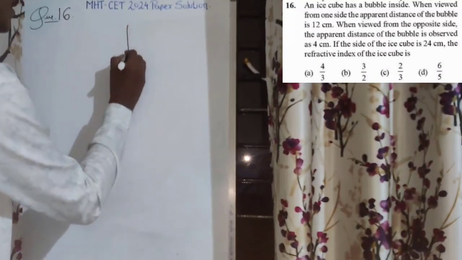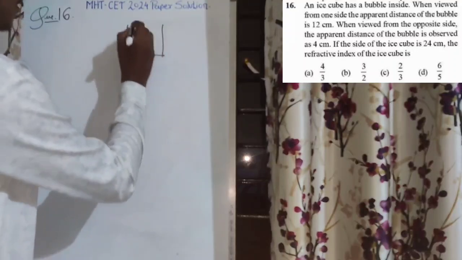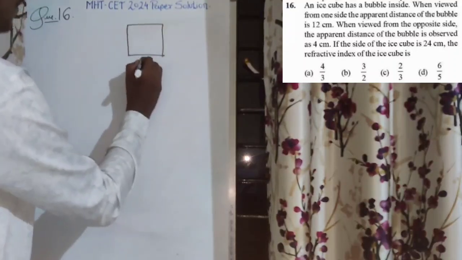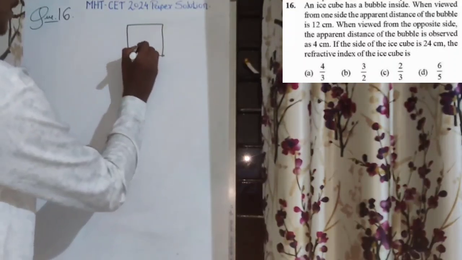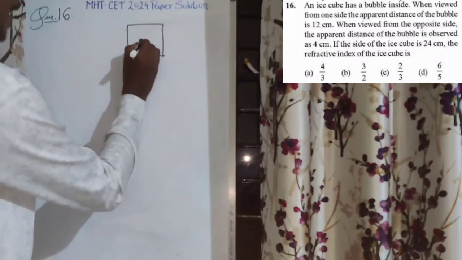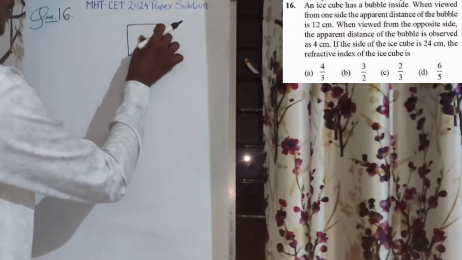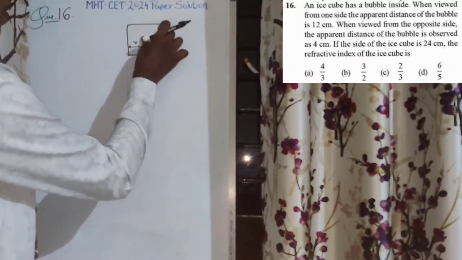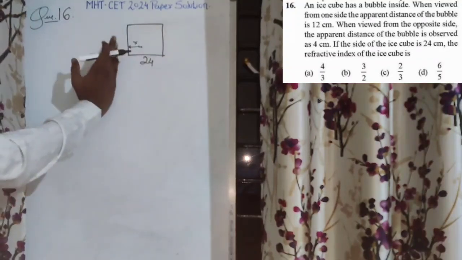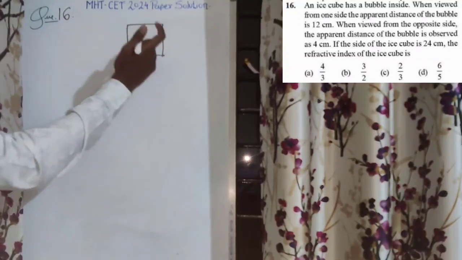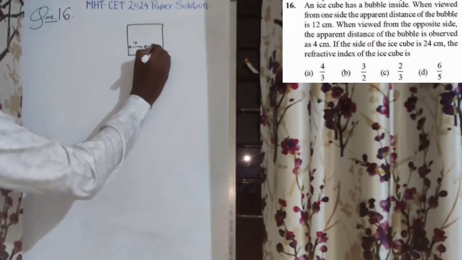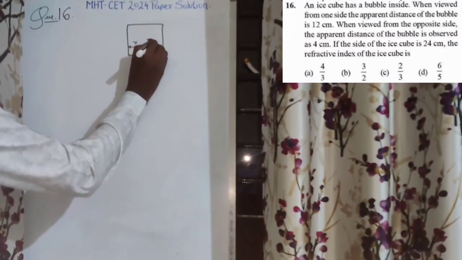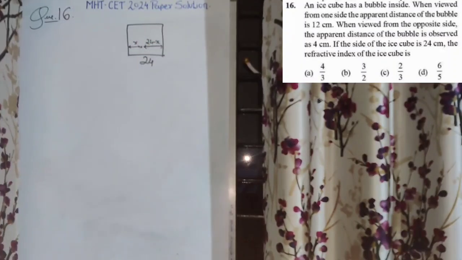So guys, we can see this ice cube from the front view, 24. Let's say this is the point, some x point at some distance of x from the one side. अगर इस साइड से वो x डिस्टेंस पर है तो इस साइड पे कितना होगा गाइस? It will be simply 24 minus x. ठीक है, सिंपल.